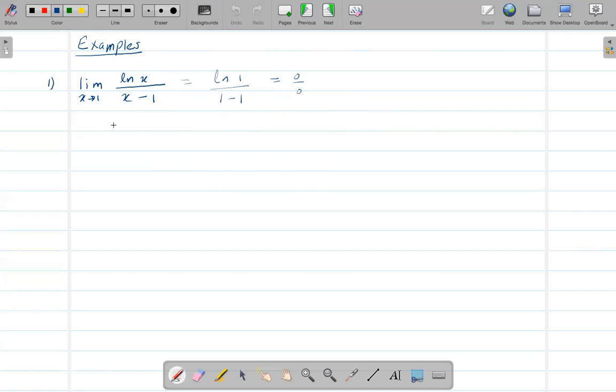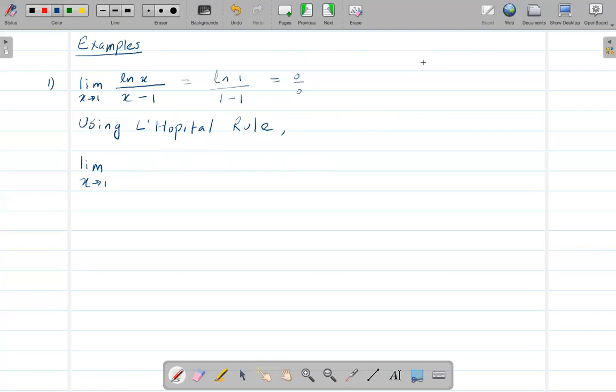Okay, so using L'Hopital rule, or I see in some books they even call it L'Hospital rule. But yeah, it's the same thing. If you say L'Hospital or L'Hopital rule, it's the same thing. Now applying L'Hopital rule, with the limit as x goes to 1, take the derivative of just the numerator.